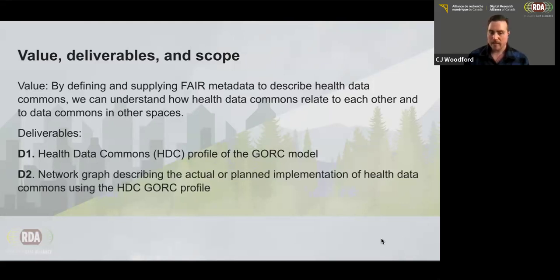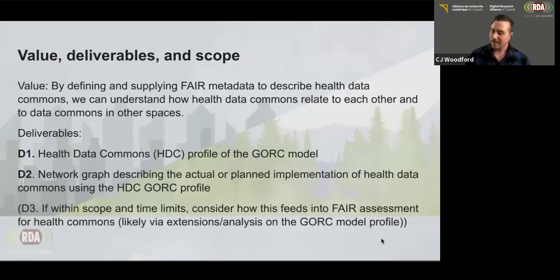And then from that profiling of the model, as well as working with Health Data Commons that are active or that are interested in working with us on this, we'd love to create a network graph that actually describes the actual or planned implementation of such a profile. So what are the FAIR best practices that you are using, essentially, and then having that described through the model in a network graph.